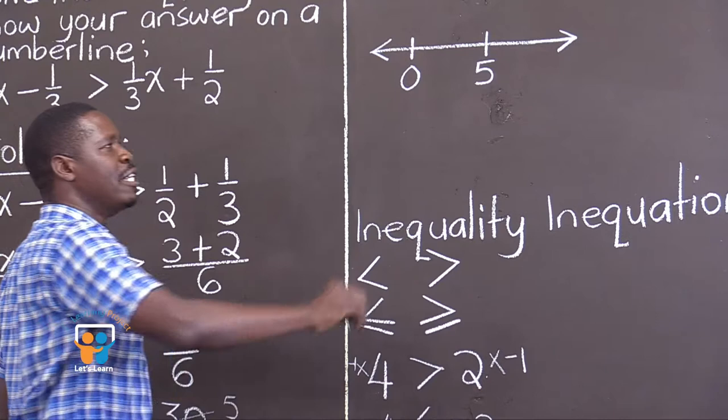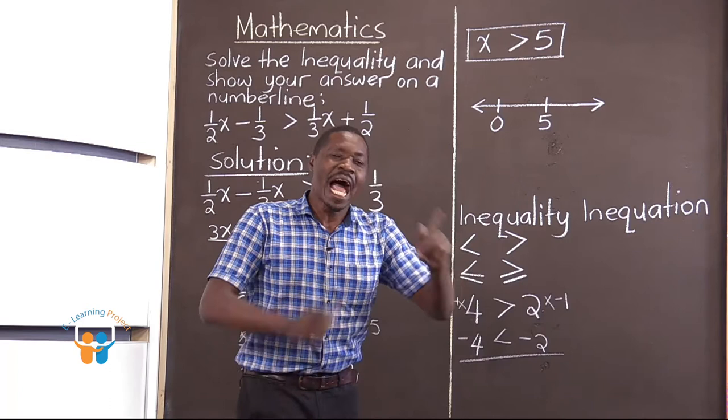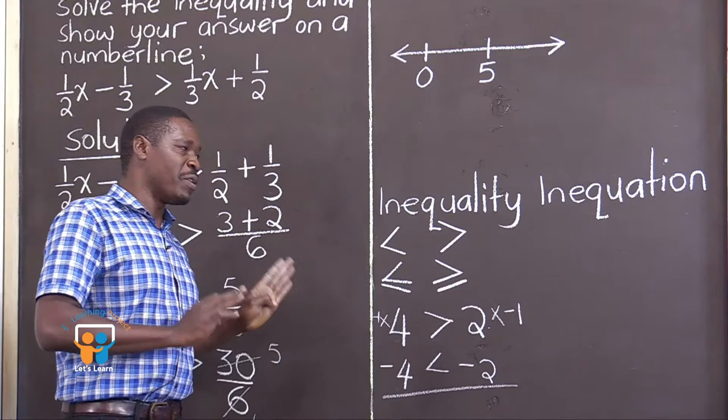So I want to represent x is greater than 5. Mr. Examiner, sir, if you want values of x, choose any numbers as long as they are bigger than 5, as long as they are greater than 5, as long as they are larger than 5.